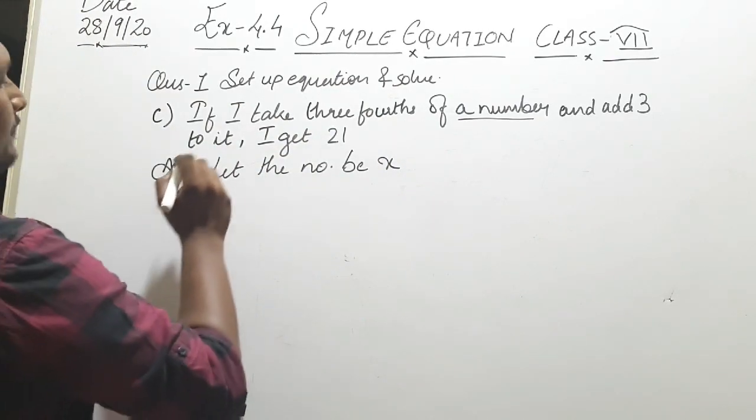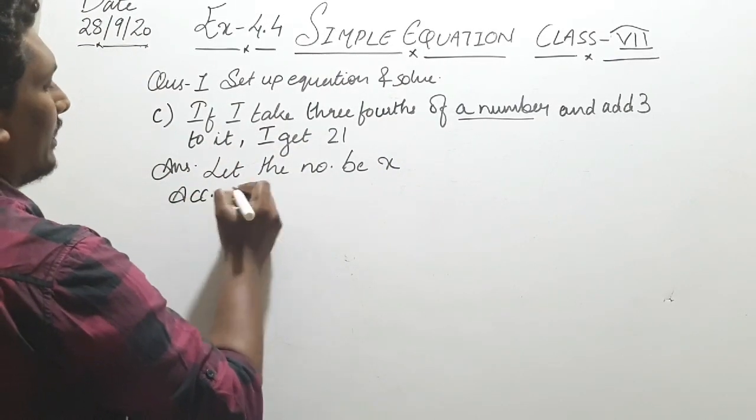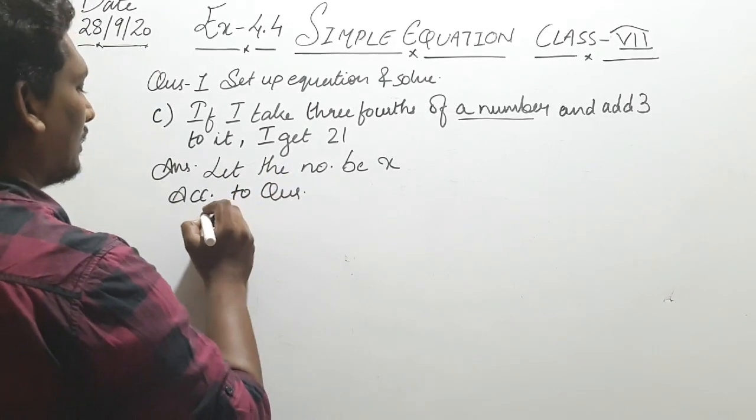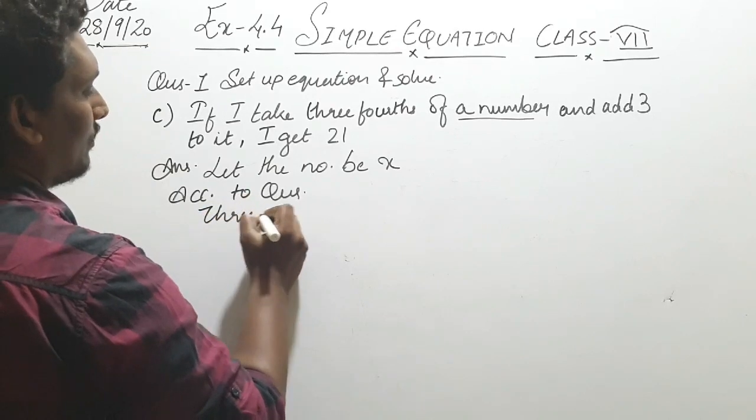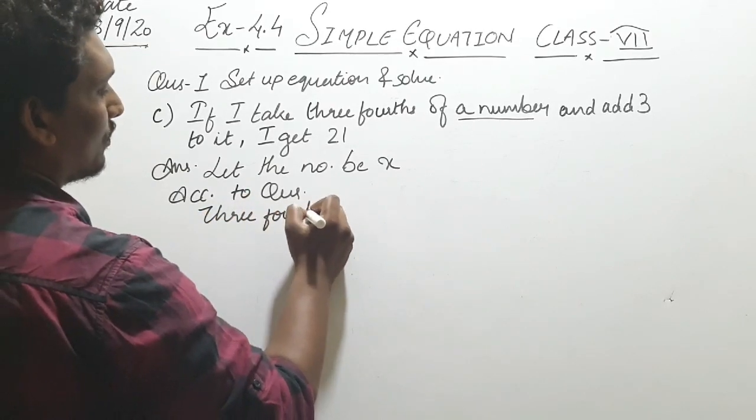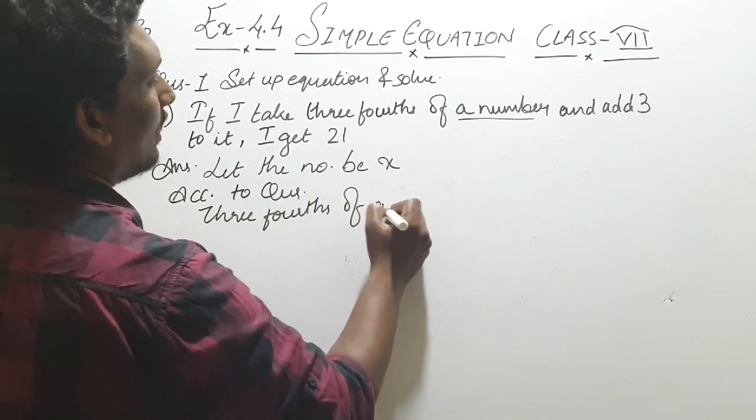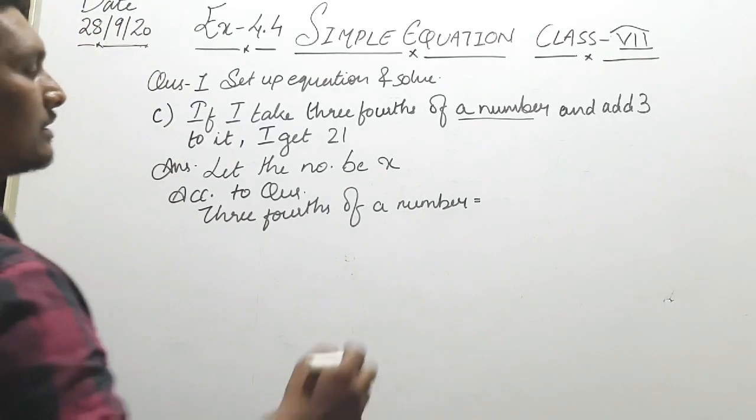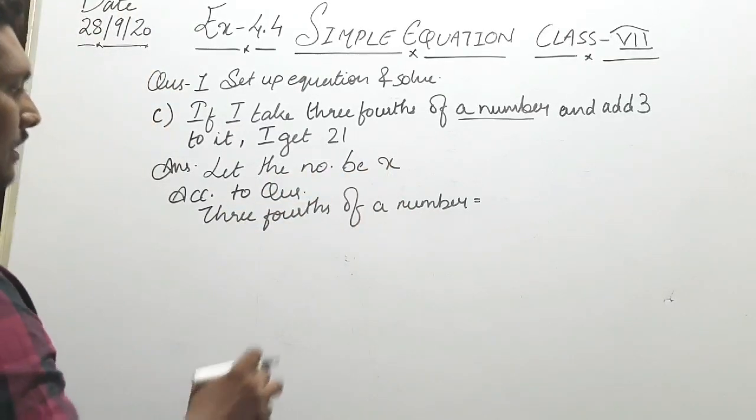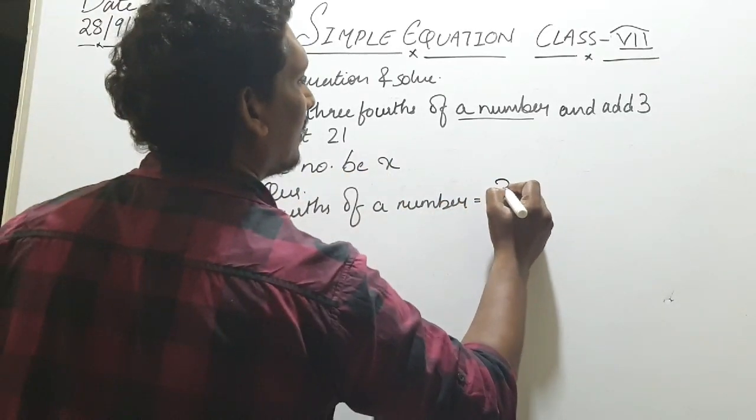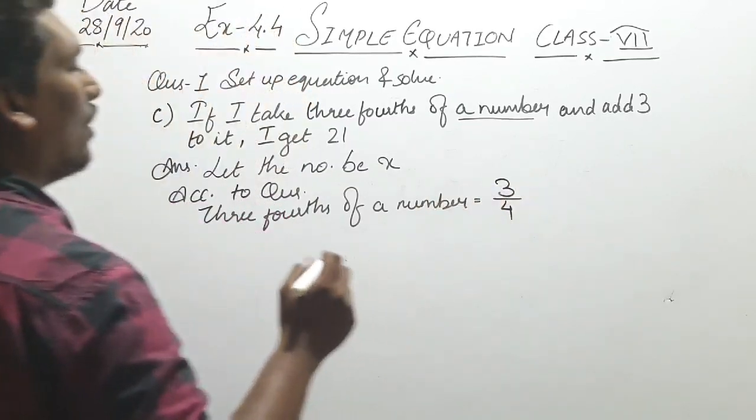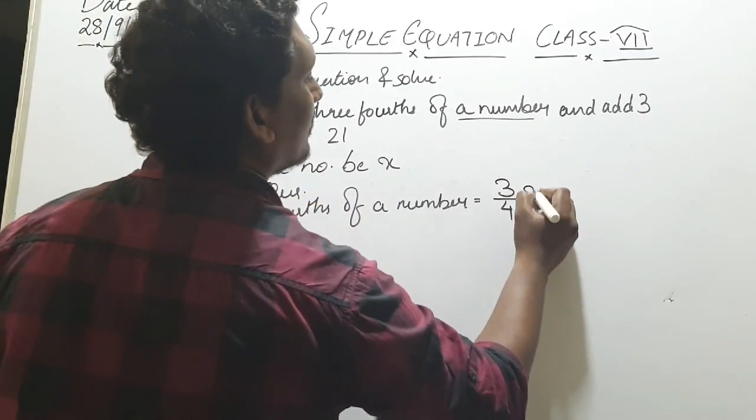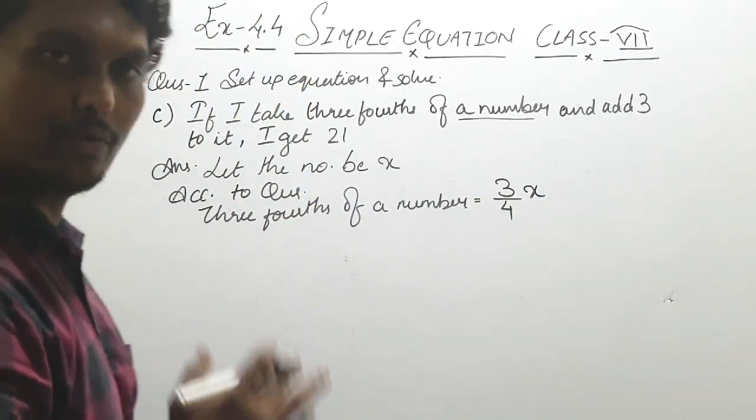Now according to the question, I'm writing a short form. According to the question, 3/4 of a number. 3/4 of a number means 3/4 times x, a number. Of basically stands for multiplication, of number, that is x, means 3/4x.